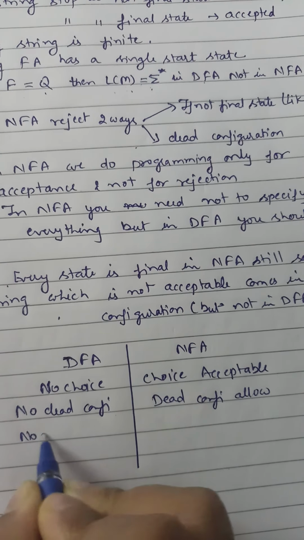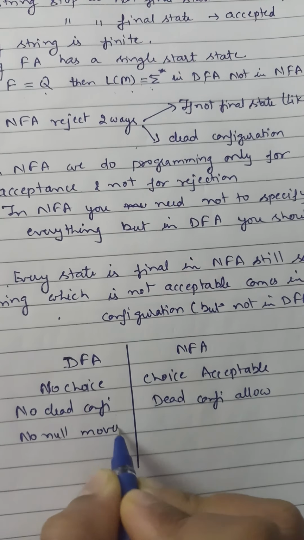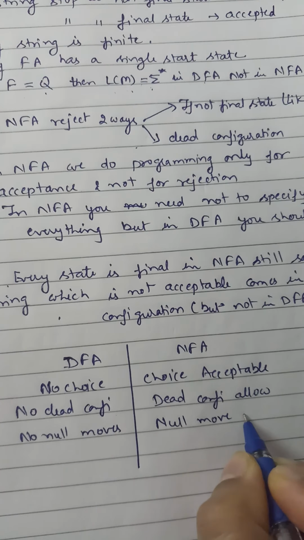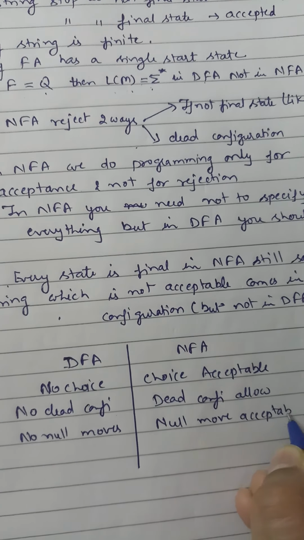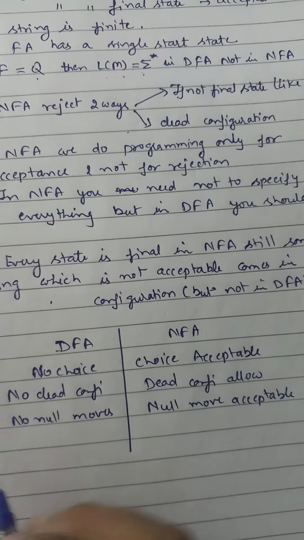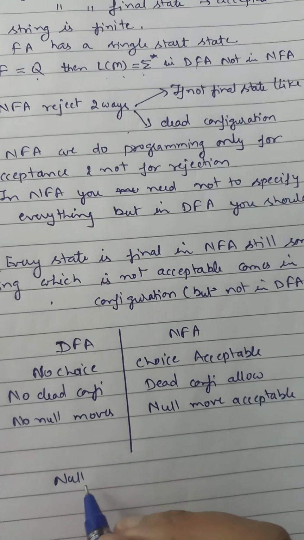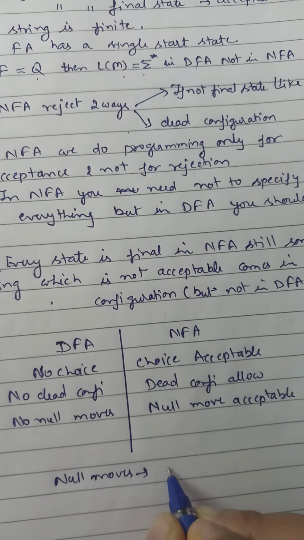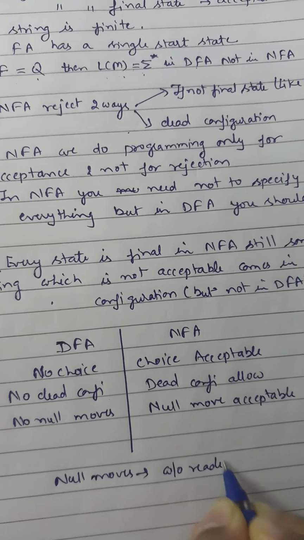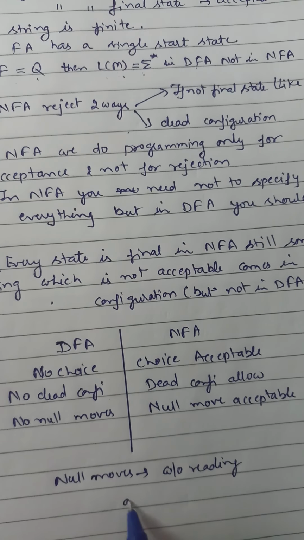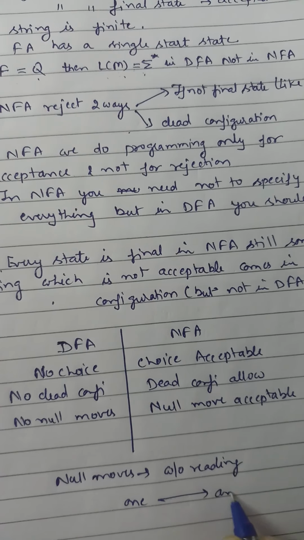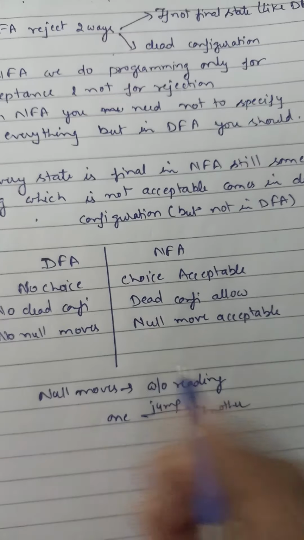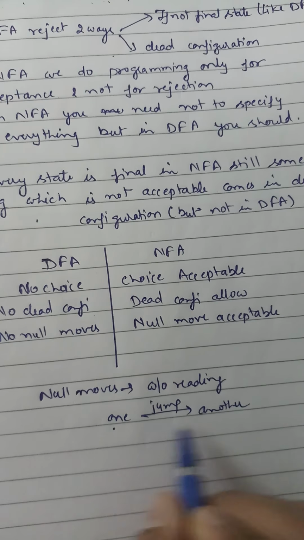Here no null moves, but in NFA null moves are acceptable. What is the null move exactly? As we discussed earlier also, null moves are the moves which, without reading anything, jump from one state to another state.